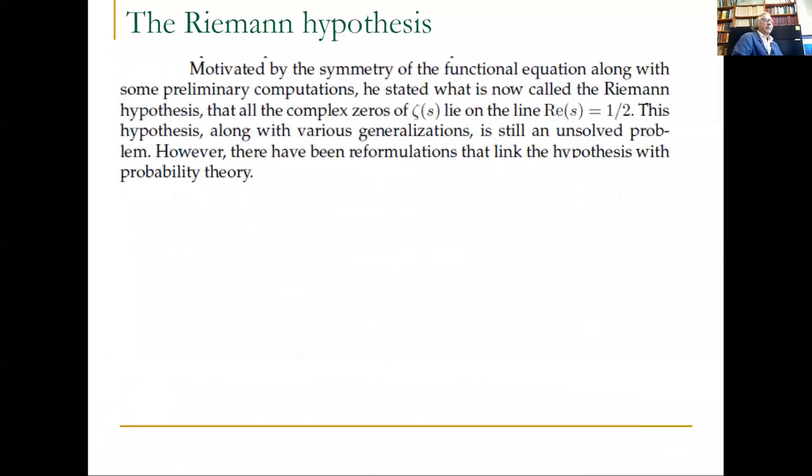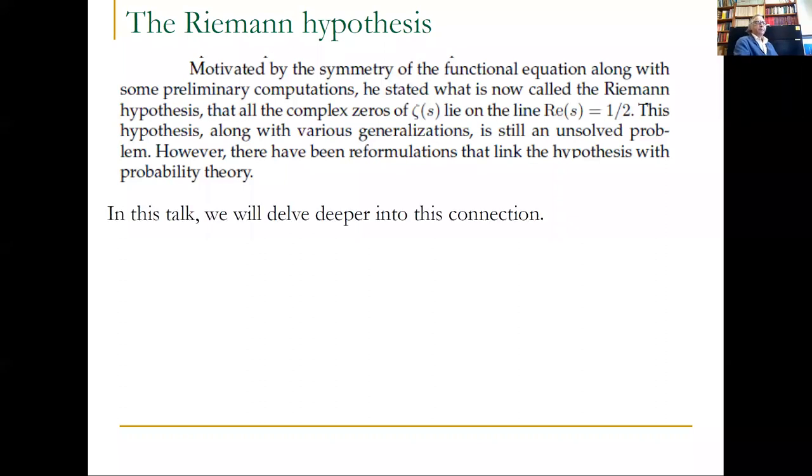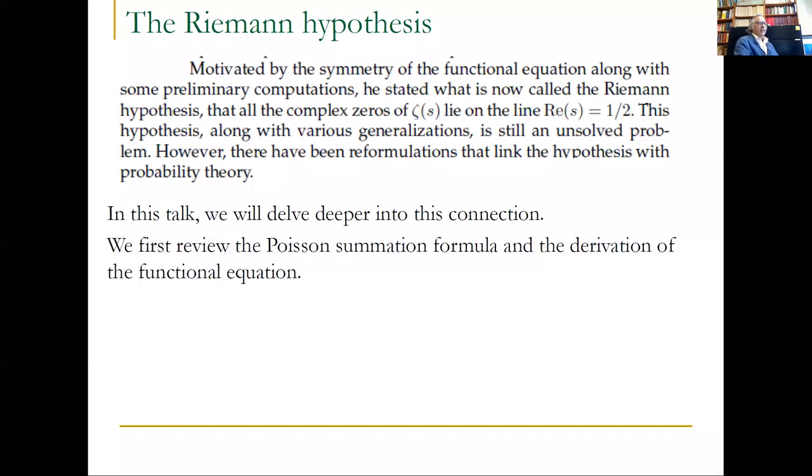And in that paper, motivated by the symmetry of the functional equation, along with some preliminary computations, he stated what is now called the Riemann hypothesis, that all complex zeros of zeta(s) lie on the line real s equals a half. This hypothesis, along with various generalizations, is still an unsolved problem. However, there have been reformulations that link it to probability theory. And so I want to talk a little bit about those links in this lecture. So we'll delve deeper into this connection.